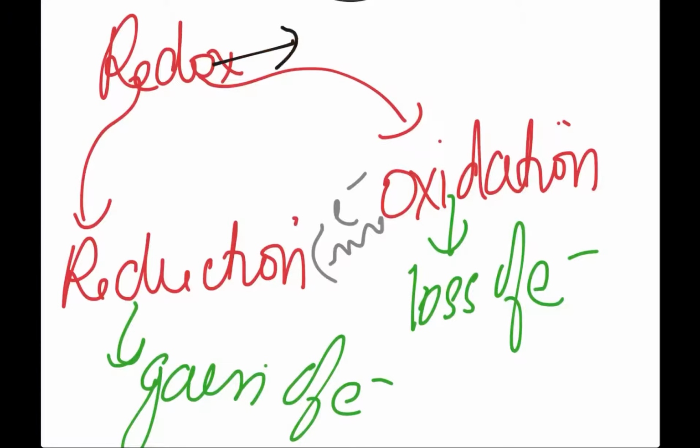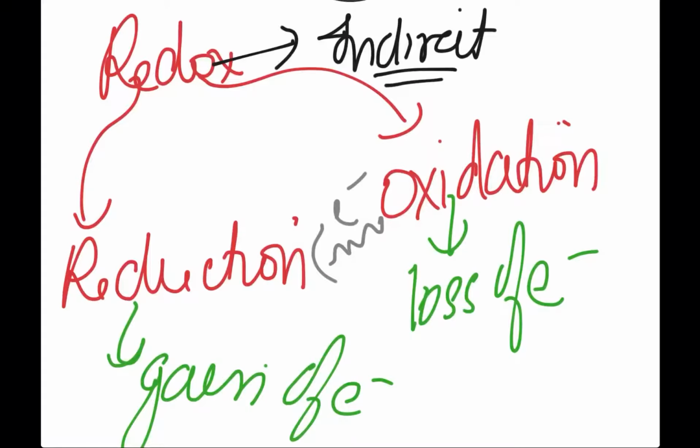Now one more term before we begin with the construction of the galvanic cell is that the redox reaction which is happening in the galvanic cell is called an indirect redox reaction. Why indirect? Because it is happening in two different terminals. The oxidation is happening in one electrode, and reduction in the other one. That's why it is called an indirect redox reaction. This is to be more precise and specific. If you write it as a redox reaction also, it's absolutely correct. Now let's begin with the construction of the galvanic cell.